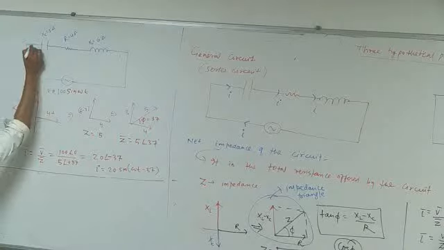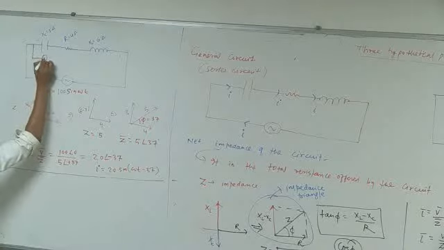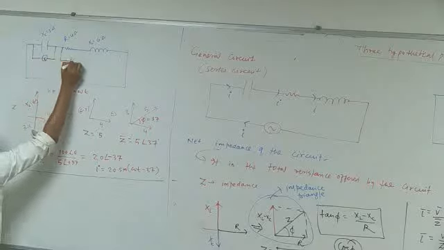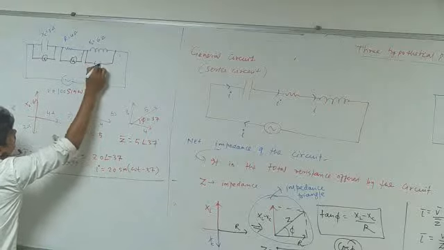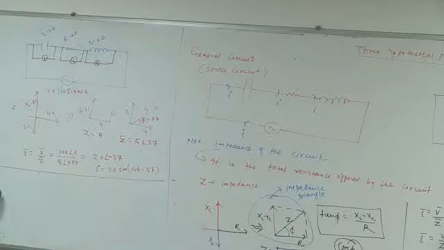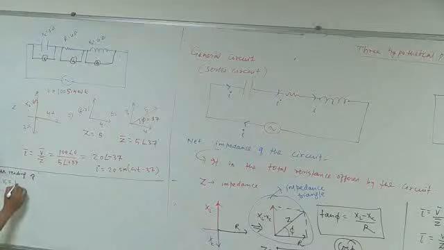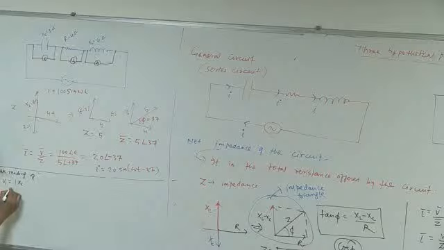Now, let's say there is a voltmeter which reads the value V1 here. This voltmeter reads the value V2 and this voltmeter reads the value V3. Let us calculate the reading of V1, the maximum peak reading. So V1 will be how much? I times XC. Yes or no? I is how much?